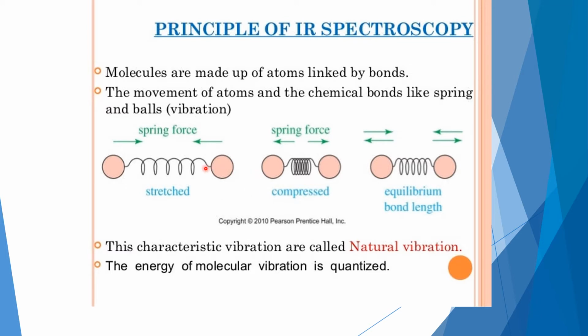First we can discuss a simple harmonic concept for explaining these peaks. You are familiar with the simple harmonic oscillator. In the simple harmonic oscillator, we consider the atoms as balls and the bond as a spring. As we stretch or compress, energy is required. Molecules are made up of atoms joined by bonds, and the motion of atoms and chemical bonds is like spring and ball vibrations. These characteristic vibrations are called natural vibrations, and the energy of molecular vibration is quantized.